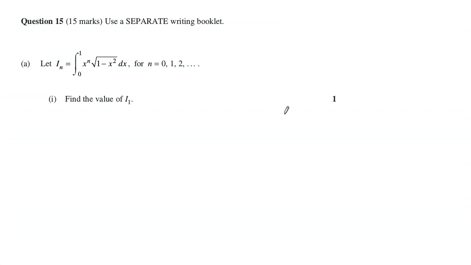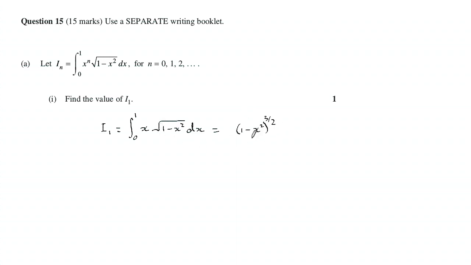Question 15, part A. So to work out I1, that's just In where n equals 1, so we just plug in 1 there. So x to the 1 is just x. And then the way that I like to think about this kind of integral is that I know it's going to involve 1 minus x squared to the 3 on 2, because that's what's going to give us the root 1 minus x squared when we differentiate this.